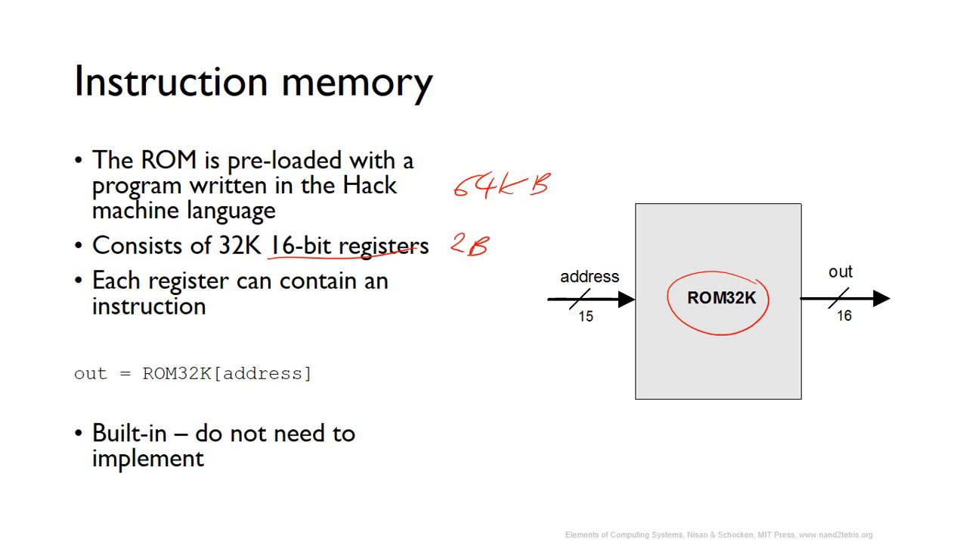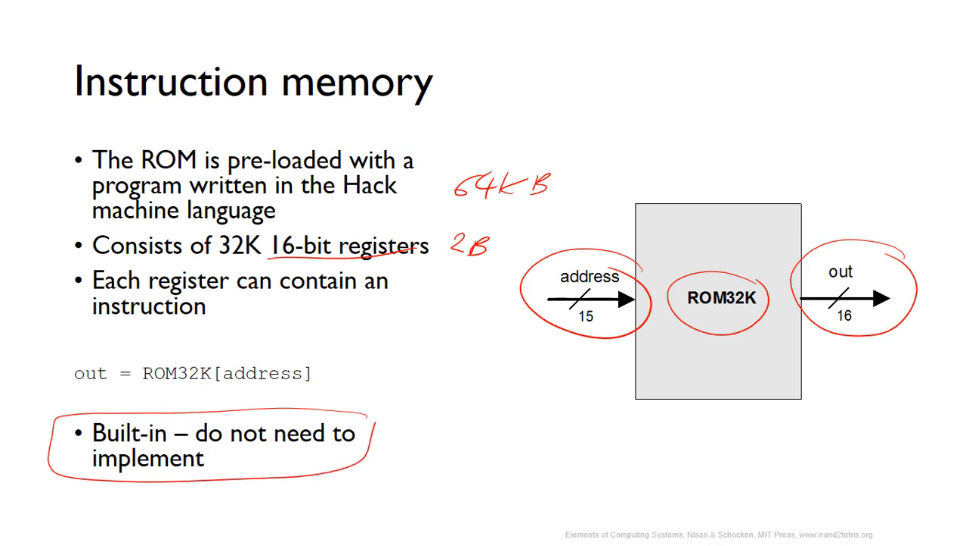To read out an instruction, we just supply the 15-bit address for that instruction, and then we can read the output of the memory, and the instruction will be there. This is a built-in chip, so we don't actually need to implement it. It's provided for us.